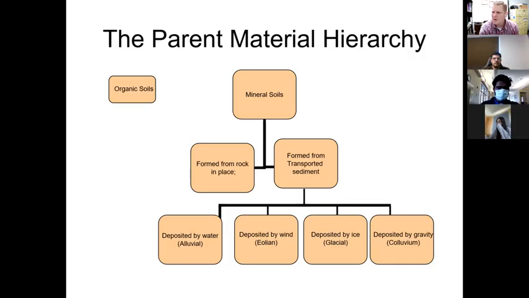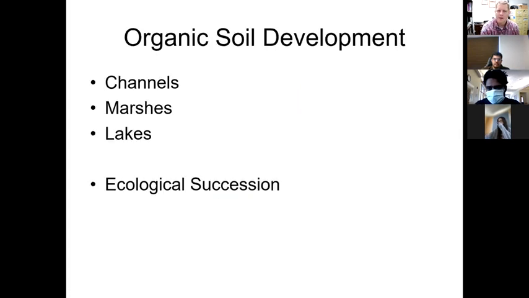You guys seen this before? I think we saw it yesterday, right? Where we talked about mineral soils, whether they weather in place or if they're transported in some form, either by wind or water. And we broke them out by an alluvial deposit, aeolian, which is a wind-driven deposit, glacial, and then gravity is what we called colluvium. Okay, so keep that in mind.